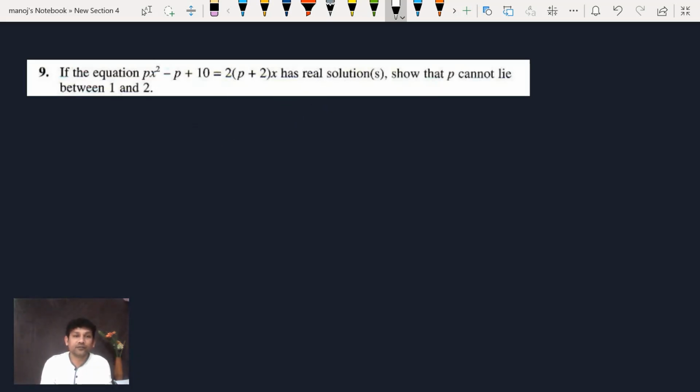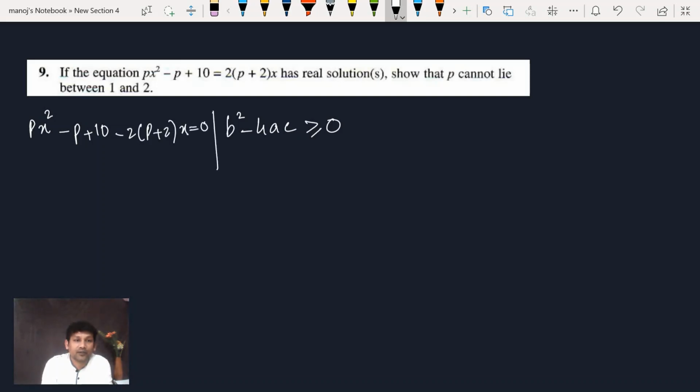Real solution means b squared minus 4ac greater than or equal to 0. That's a real solution. And when you simplify this equation, it is px squared minus p plus 10 is equal to 2p plus 2x. When I shift it to the left hand side, this will become minus, is equal to 0. This is x squared and this is x.